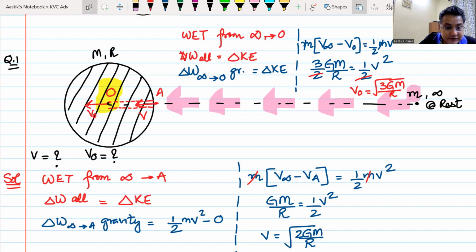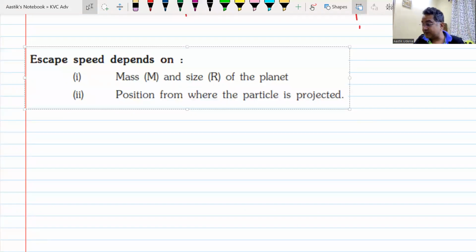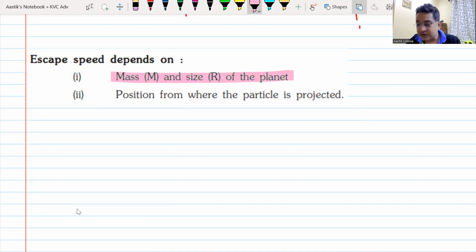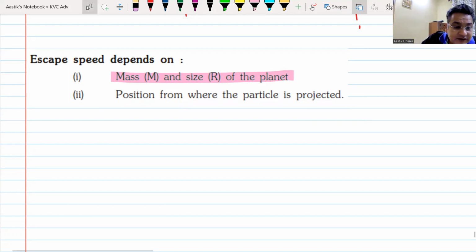Okay, now please remember these factors. On what factors does the escape velocity depend? The escape velocity from a planet depends on the mass M and radius R of the planet and the position from where the object is projected. If it is projected from the surface, it will be the same. But if it is projected from somewhere else, it may be different, because we have seen that if we project it from the center of Earth, the speed will be different. Do we understand this?